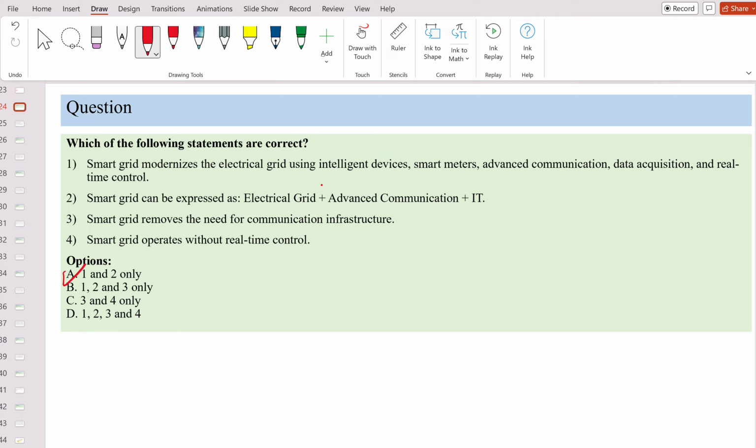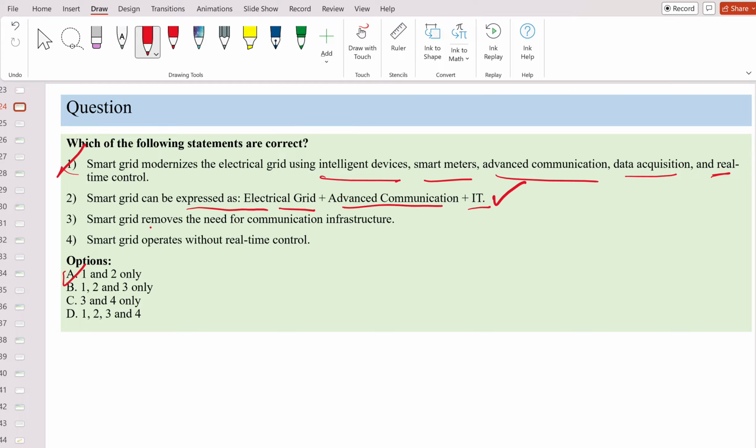In that we put intelligent devices like smart meters and advanced communication. For storing the data, we need the data acquisition system, and some parameters will be analog, some digital. You need analog-to-digital and digital-to-analog conversion devices, and real-time control features also. Suppose I wanted to curtail the solar PV plant, to switch it off you need real-time control of that PV plant. The smart grid is an electrical grid with advanced communication and IT, that is correct.